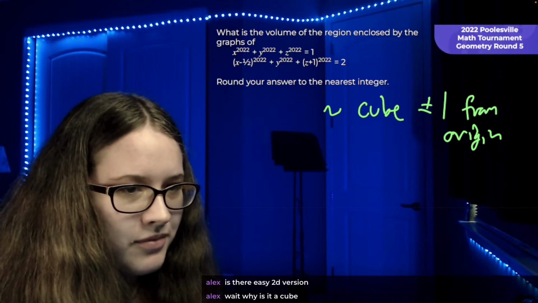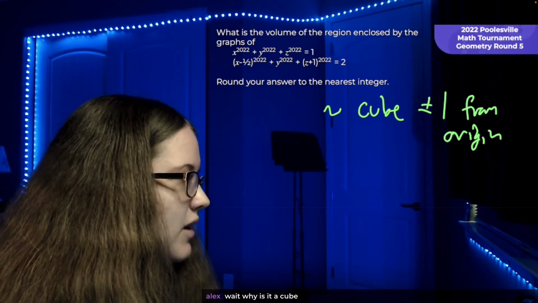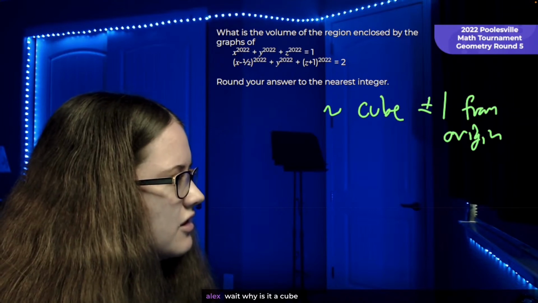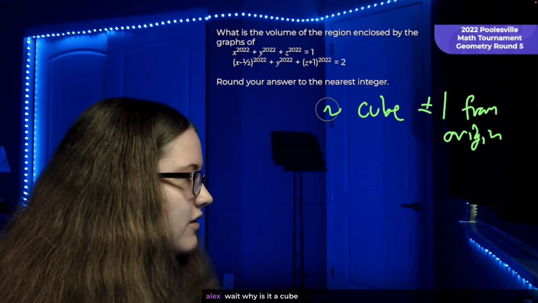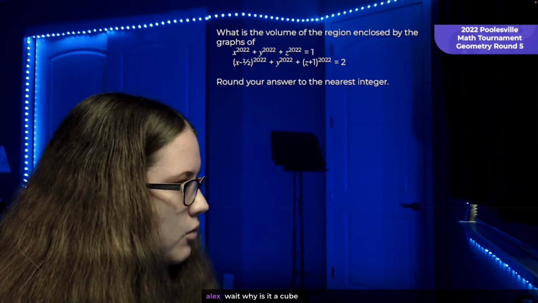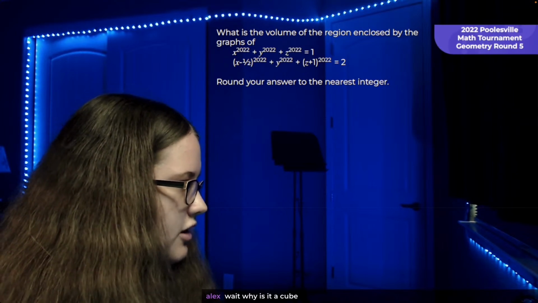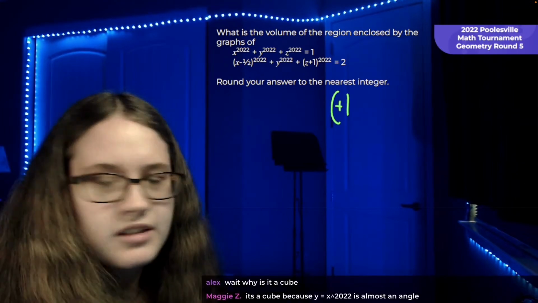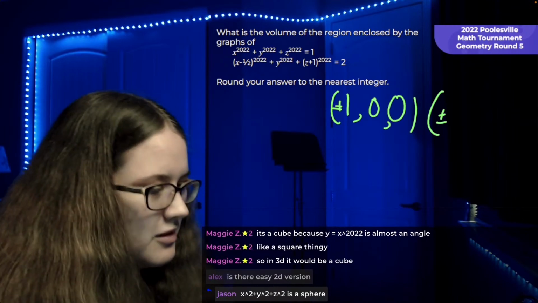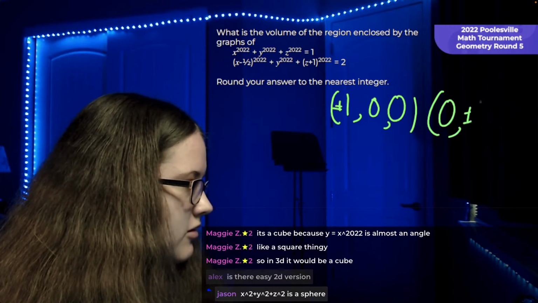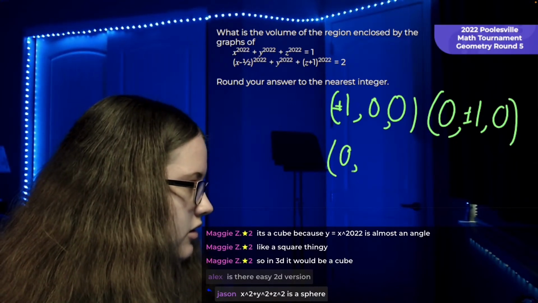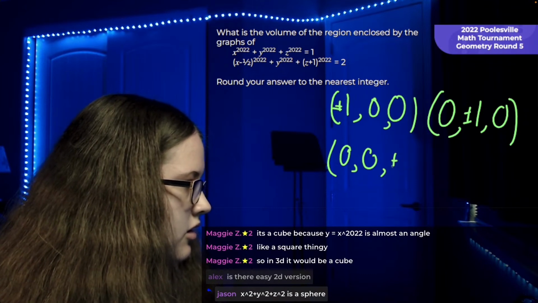Why is it a cube? Okay. So the reason why I say that it is a cube is because, wait, no, shoot. I forgot how large powers of numbers less than 1 work. Okay. Well, I still know that there are points plus or minus 1, 0, 0, plus or minus, nope, 0 is always 0. And then the other one is just going to be 0, 0, plus or minus 1.